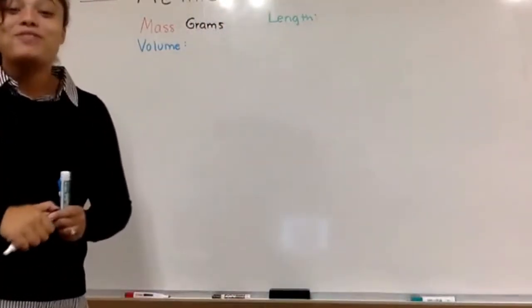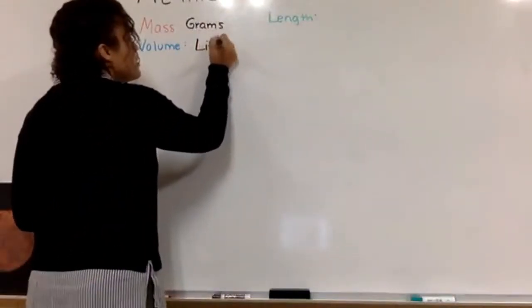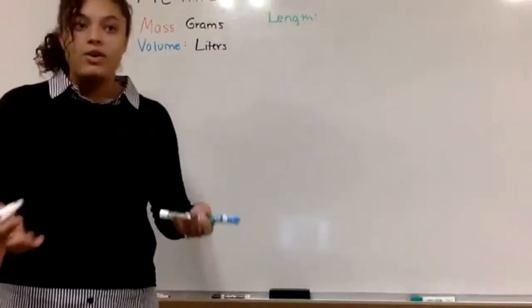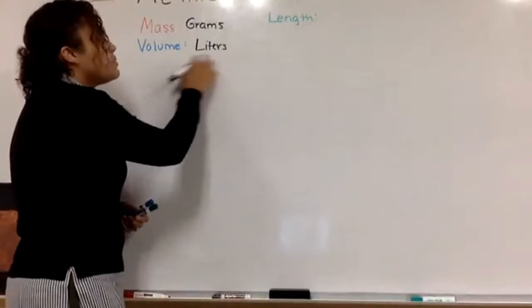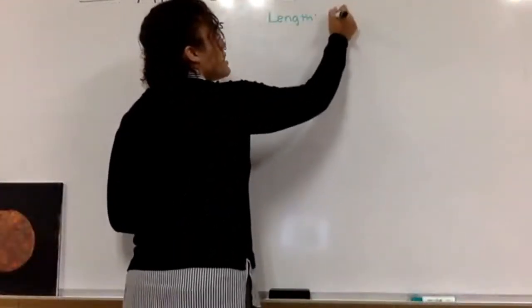We also measure volume in liters. We might recognize this when we talk about pop. We have a 2-liter bottle. So that's what we're talking about specifically with volume and liters. And finally, we measure length using meters.